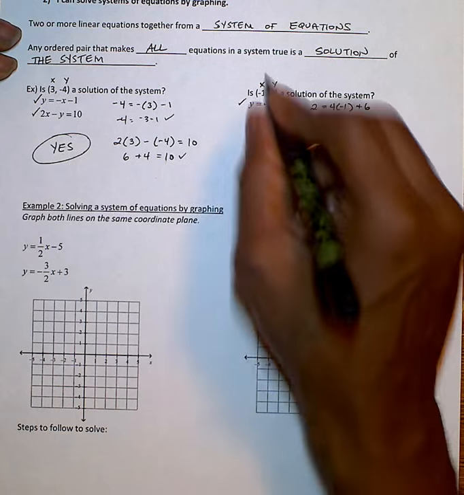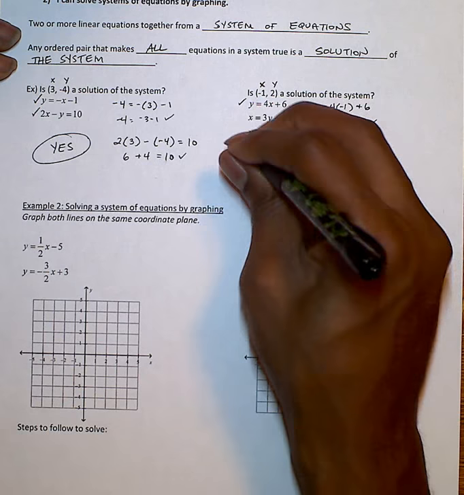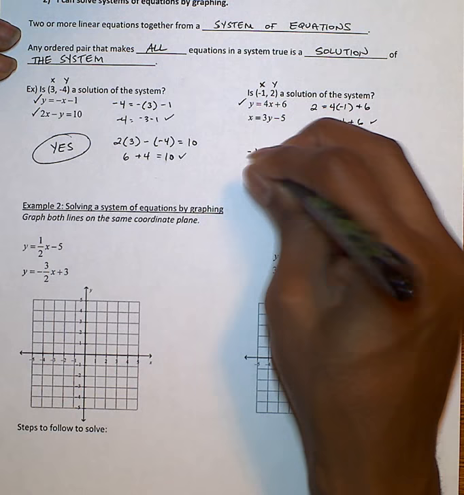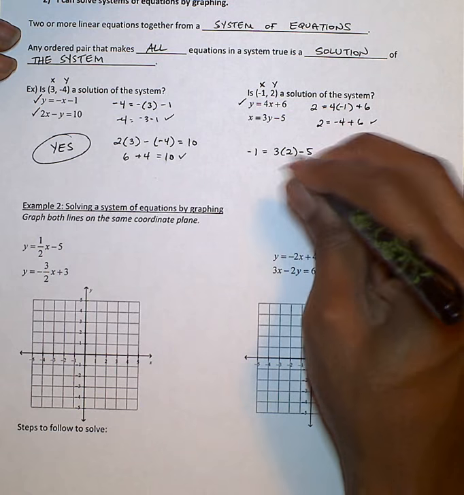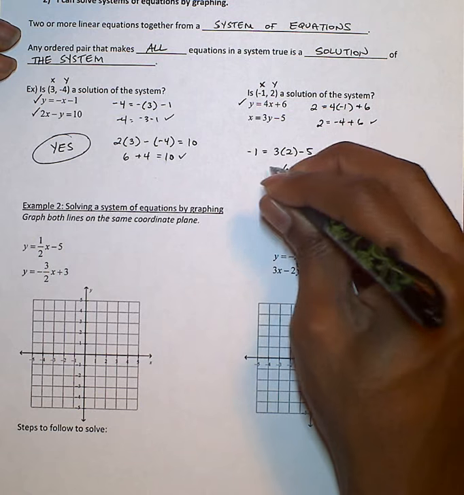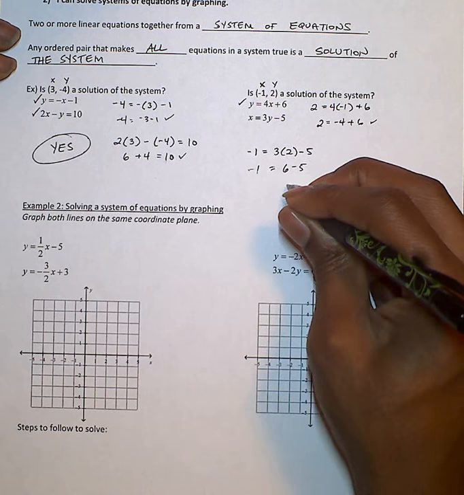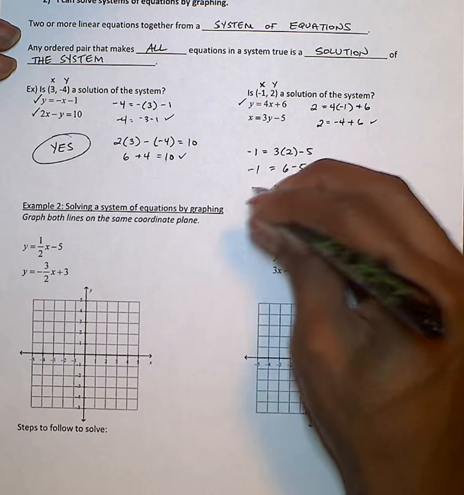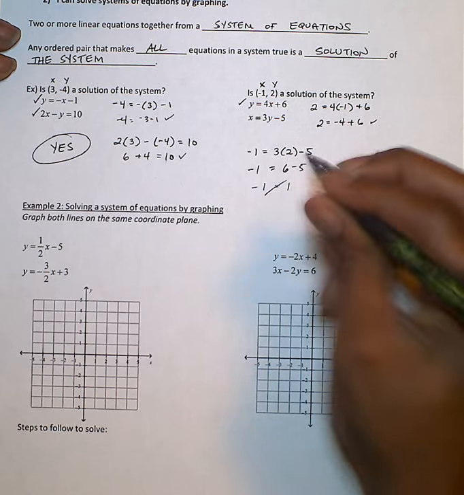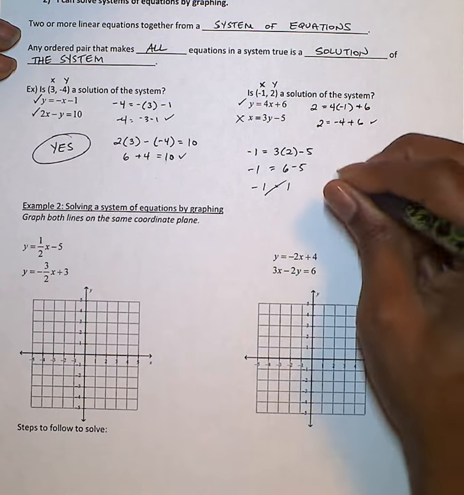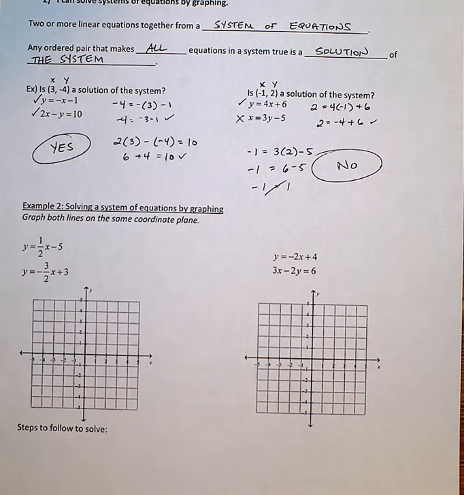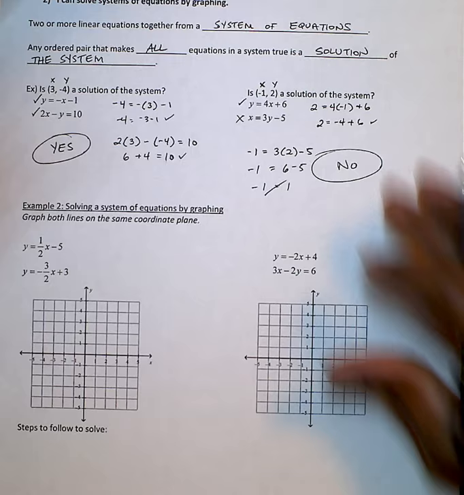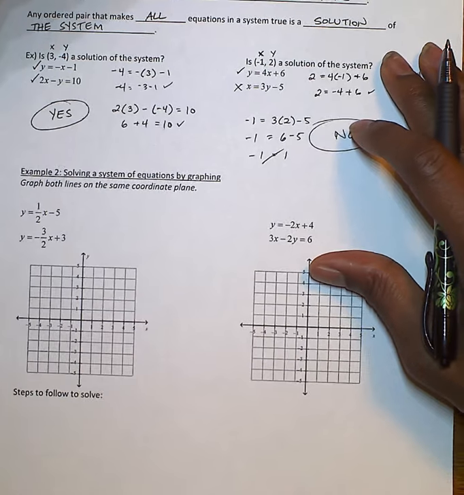Alright, and then we'll try the same thing here. x is negative 1. 3 times 2 minus 5. So 3 times 2 is 6. 6 minus 5 is 1, and that is not negative 1. So those are not equal. It does not work. And remember that the ordered pair has to make both equations true. It only made the first one true, so it was not a solution of our system.